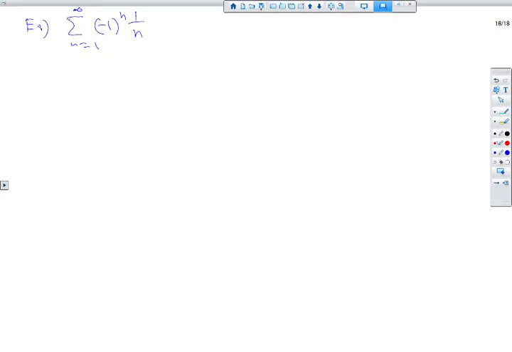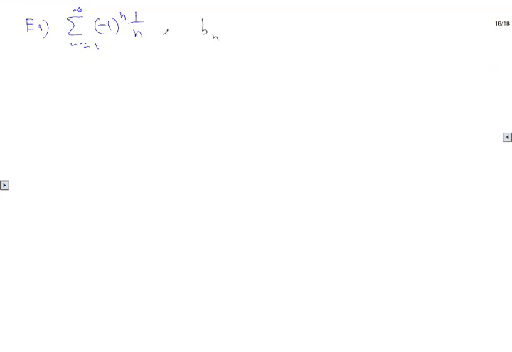So, the series from n equals 1 to infinity of negative 1 to the n, times 1 over n. In this case you can see that Bn is simply 1 over n. So this is an easy one. Let's take the two conditions.